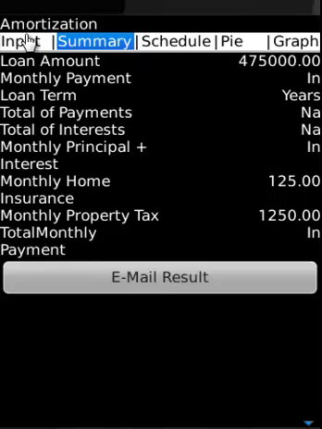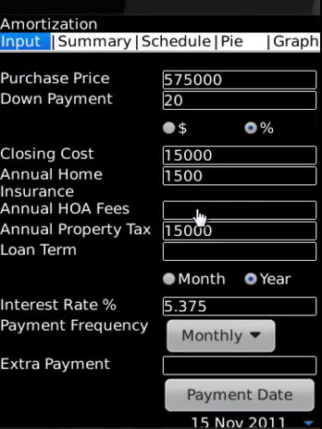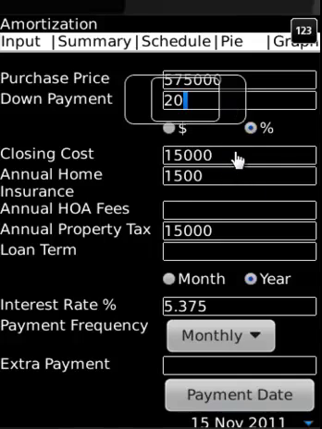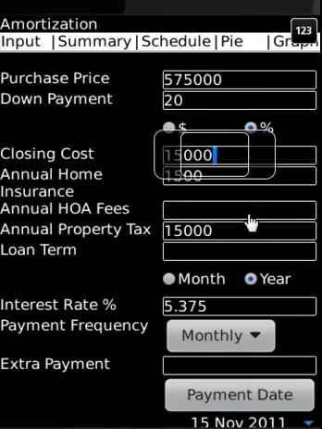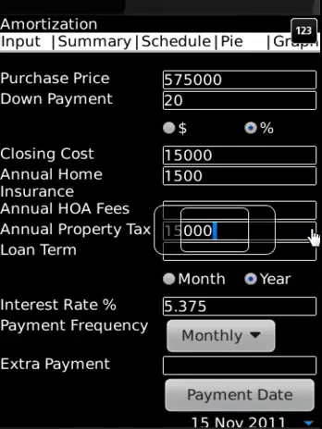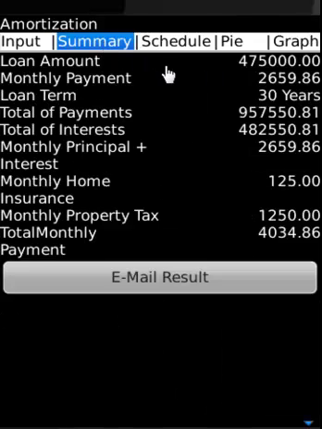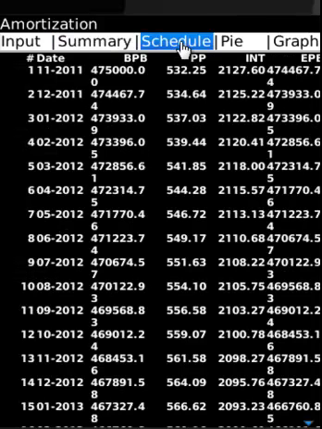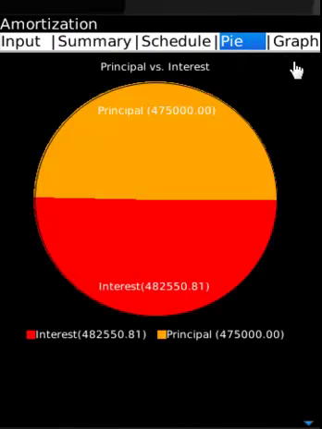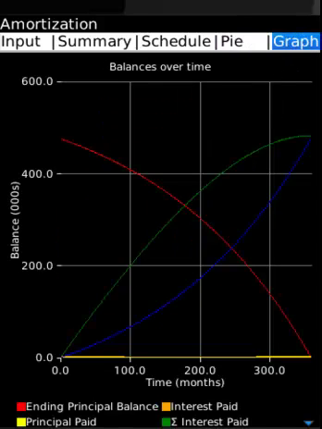So this is the monthly payment. Down payment is 20%, along with closing cost, insurance, association fees, and annual property tax. Okay, 30 years now. Let's see. We have all the details, and then we have the loan schedule, the amortization schedule. This is the pie chart, and this is a graph.